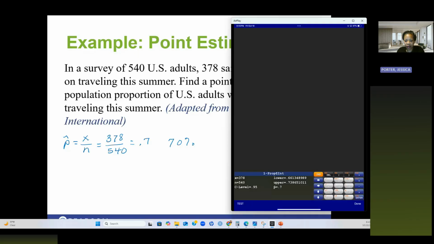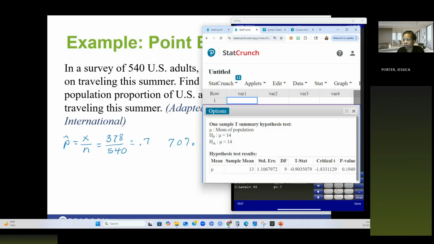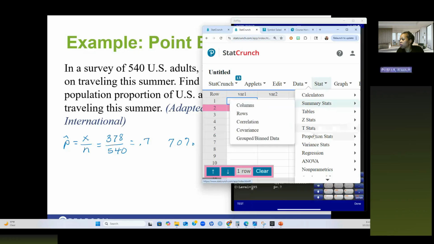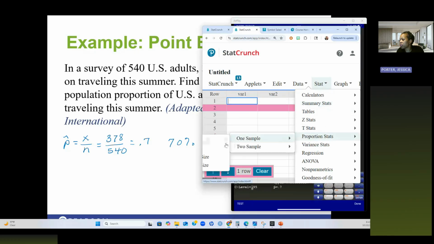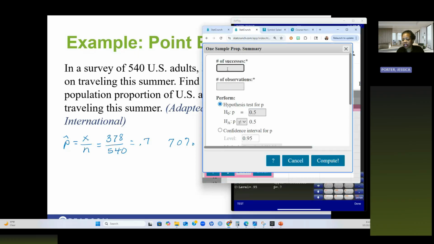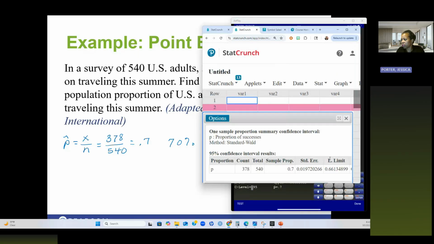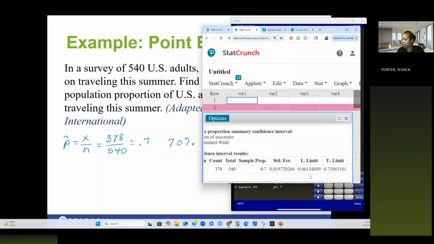And now to move to StatCrunch. It's very intuitive as well. So stat, proportion stats, one sample with summary, number of successes 378, number of observations 540. Confidence interval for p at the 0.95 level. I just leave standard Wald there and compute. And you get the same thing: 0.6612 to 0.739 as the confidence interval.